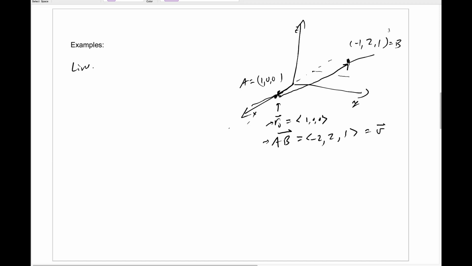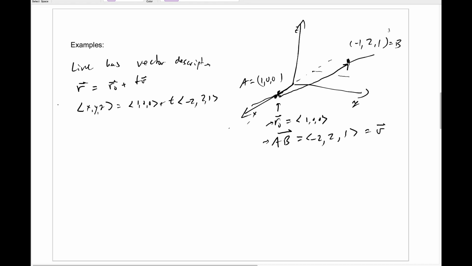Well, then the line has vector description, or a vector form of the line. R equals exactly R0 plus TV, which you could write as XYZ equals R0, which is 1, 0, 0, plus T times V, which is -2, 2, 1, like that. This here is the vector form for the line going through those 2 points, A and B. What is the parametric form?